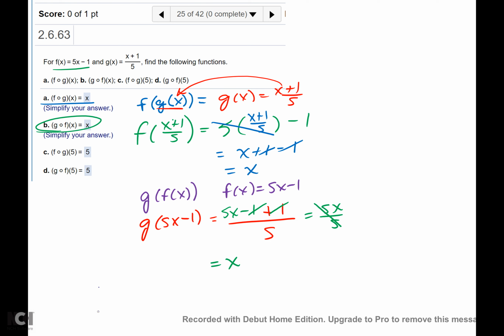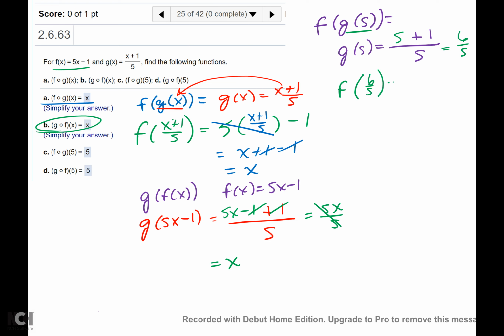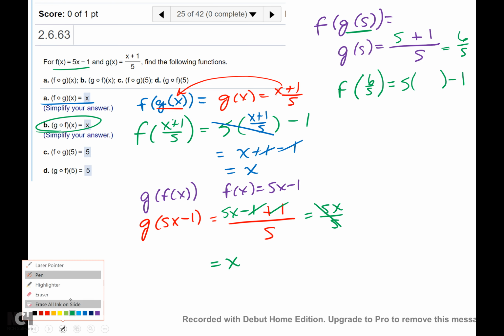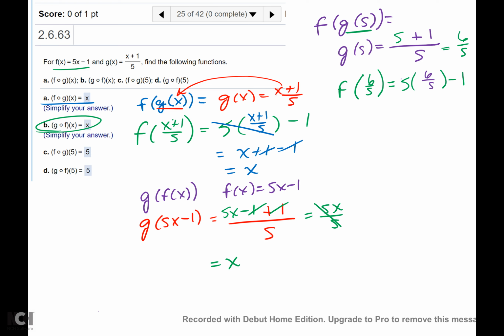Okay, then we have to do the number ones. They want me to find f of g of 5. Well, that means I have to find g of 5 first, which means whatever I brought plus 1 over 5. I brought 5. So that would be 6 fifths. So g of 5 is 6 fifths, so I'm finding f of 6 fifths, which would be 5 times whatever you brought minus 1, and I brought 6 fifths. The 5's cancel, I get 6 minus 1, which is 5. So f of g of 5 equals 5.